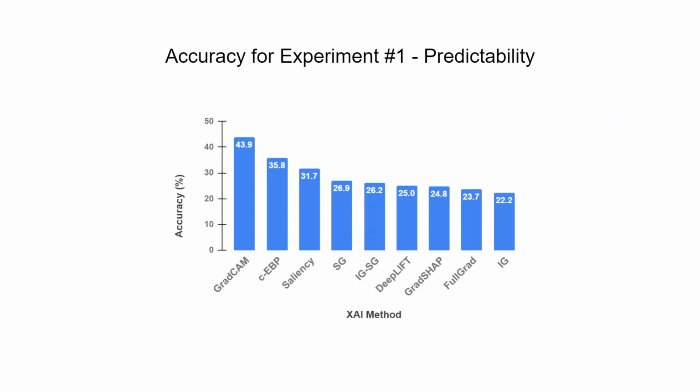We show the accuracies for the task outlined in experiment number 1 that measures predictability. GradCam has the highest accuracy of 43.9% among all the XAI methods. Excitation backprop and saliency followed this with accuracies of 35.8% and 31.7% respectively. Here we note that GradCam has an accuracy of 43.9% despite no context being provided to the users. We also note that both GradCam and excitation backprop highlight large regions of the image where boundaries may not be well demarcated, but the saliency maps may still be very class discriminative.